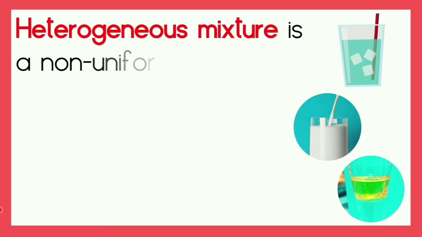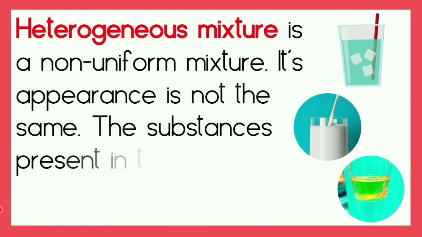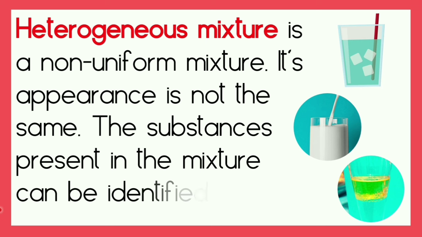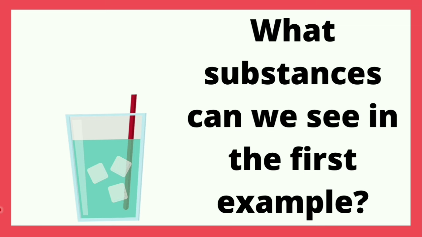A heterogeneous mixture is a non-uniform mixture. Its appearance is not the same. The substances present in the mixture can be identified easily. Let's study each example. What is the first example? What substances can we see in this one?